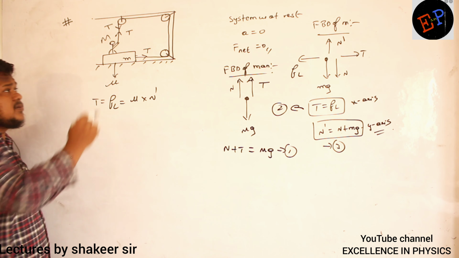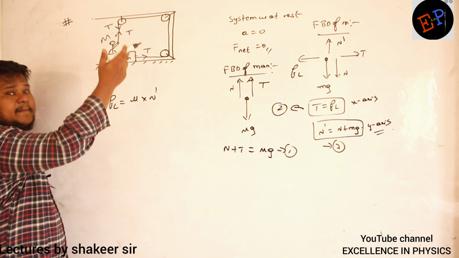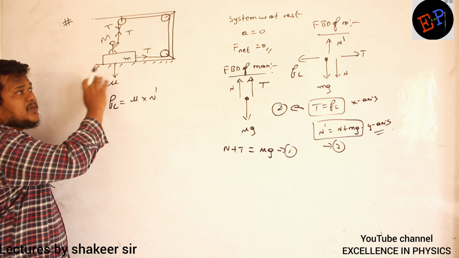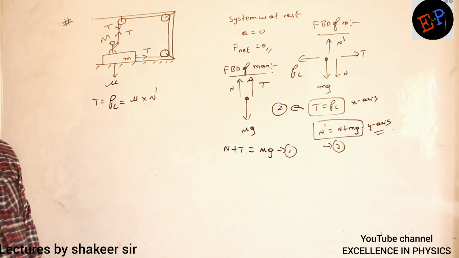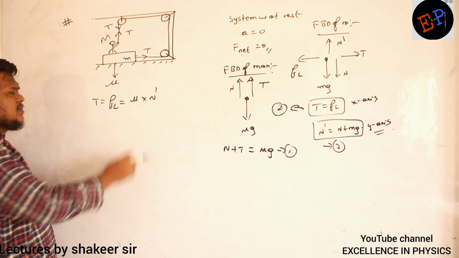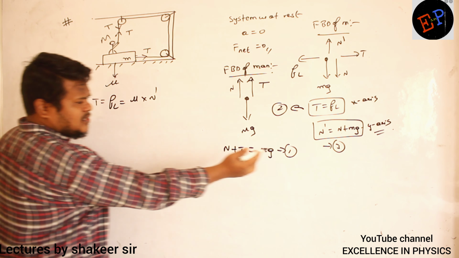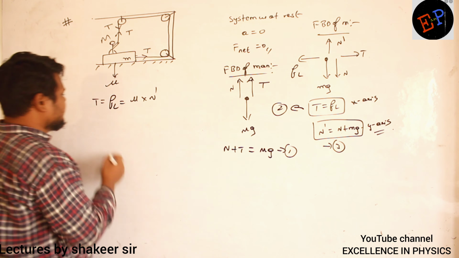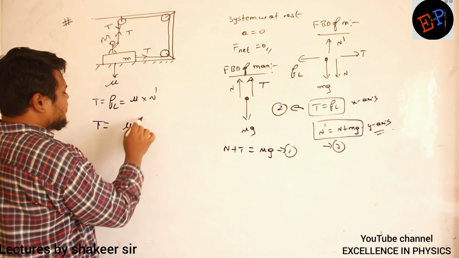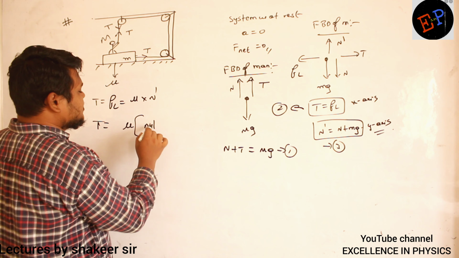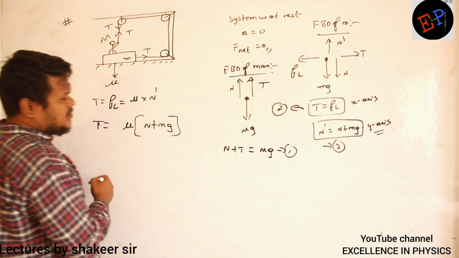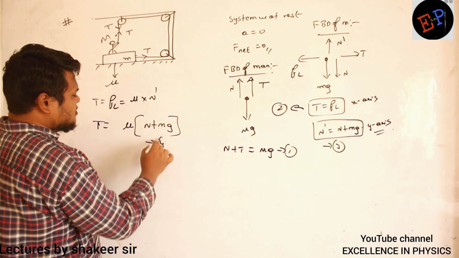No? So N is the normal reaction acting on the man. N dash is the normal reaction acting on the mass. Are you able to understand? So mu into N dash. N dash value I have already calculated, no? Substitute here. So T is equal to mu into N dash value. N dash value is N plus mg. Clear now? Now let us call this equation number 4.